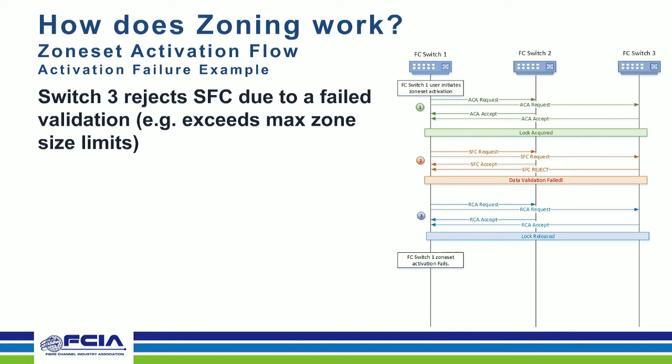Okay, so now we'll step through an example of a failing zone set activation. For this case, switch 1 has sent the ACA request and everyone has accepted, so the lock is obtained. But in step 2, the SFC phase, switch 3 here has sent a reject. For example, the zoning data that switch 1 has sent may have exceeded the max zone size limits that it supports. Perhaps switch 3 is a down-level switch that doesn't have as much memory on it, or what have you. So in this case, switch 3 rejects the SFC, and then switch 1 goes to the RCA phase to relinquish the lock. And typically, the reject will contain some sort of descriptive error message, so the administrator on switch 1 can then use that to figure out what the issue is and take some corrective action.